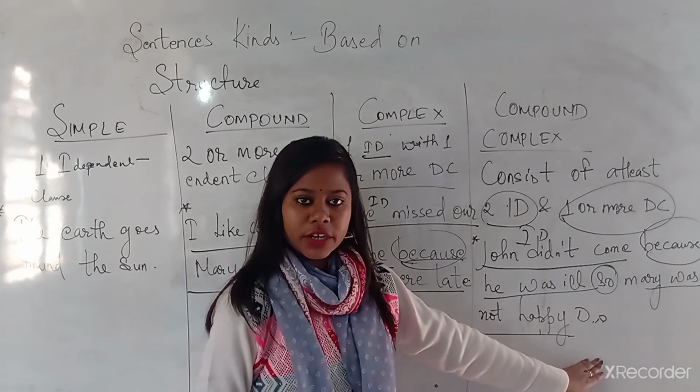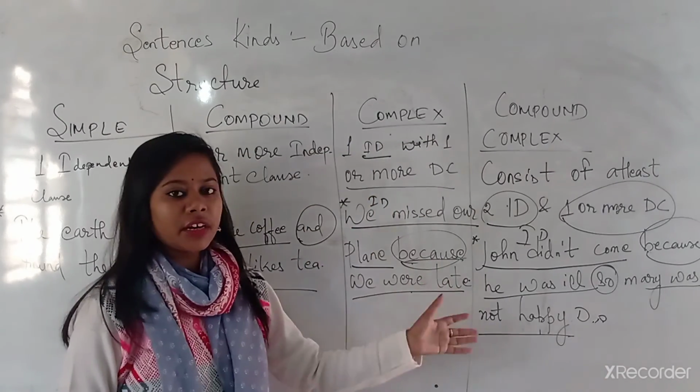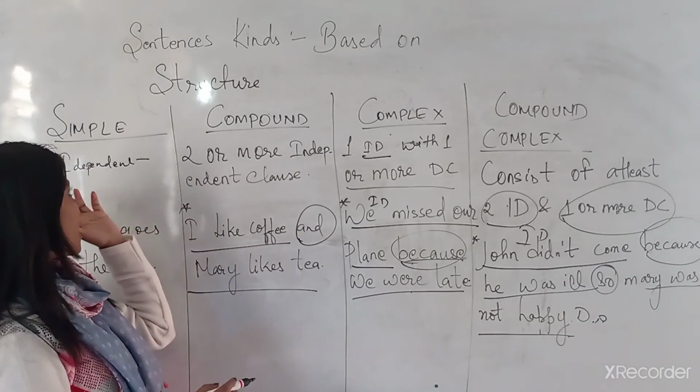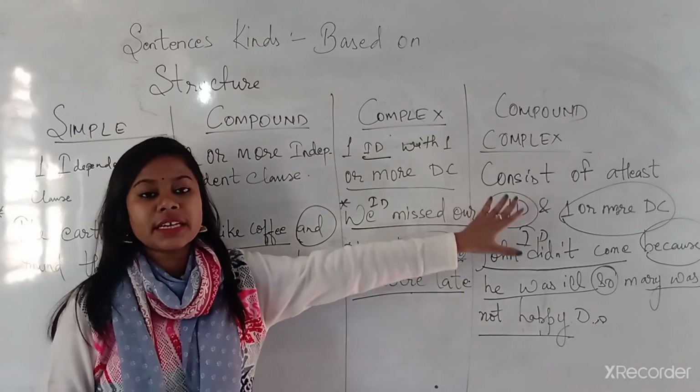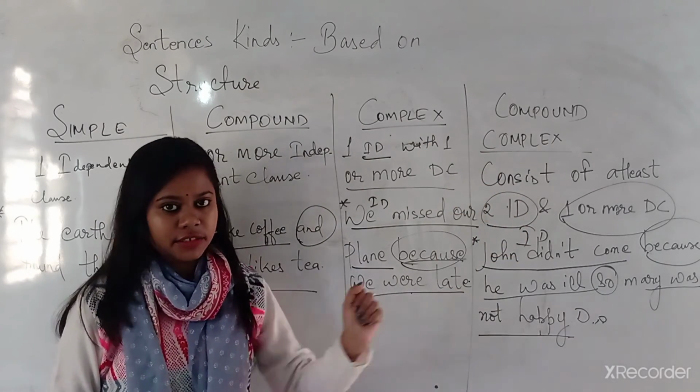Okay, got it? So what we learned is there are 4 kinds of sentences. They are simple, compound, complex and compound complex sentences. Okay.